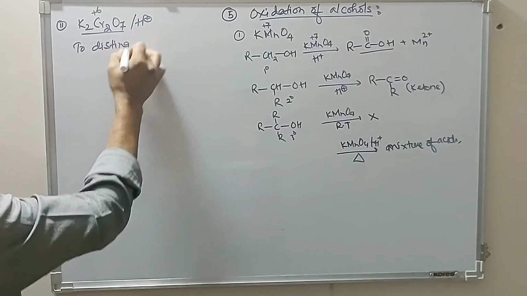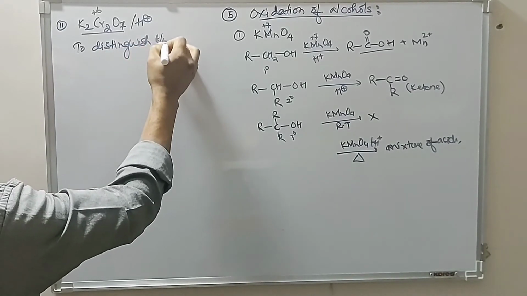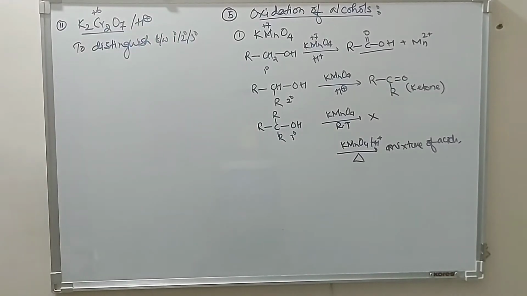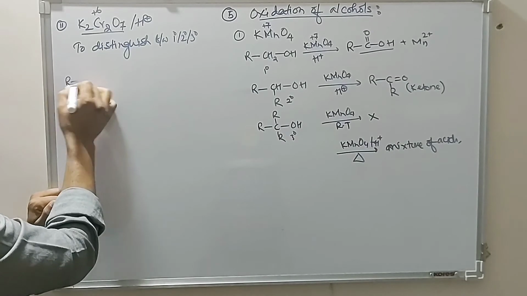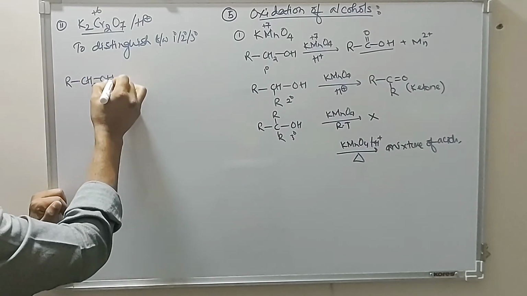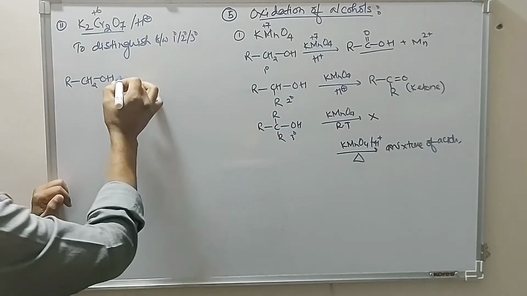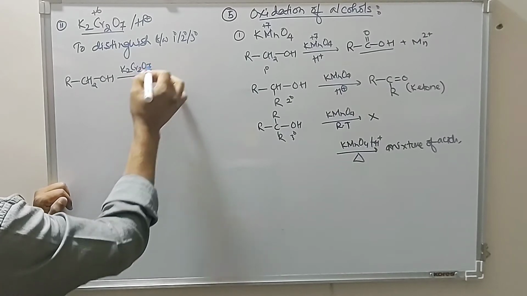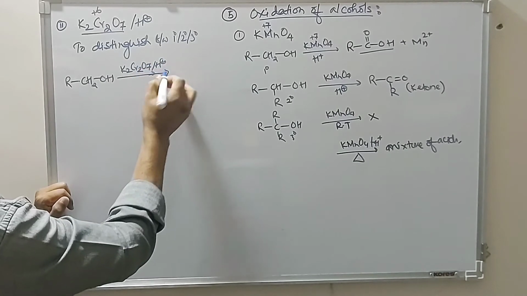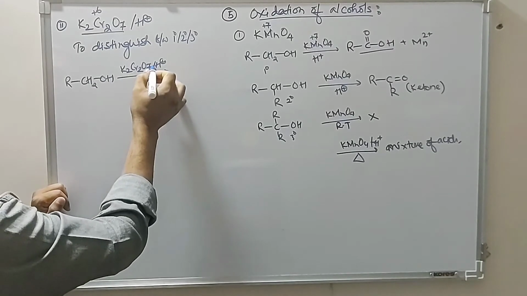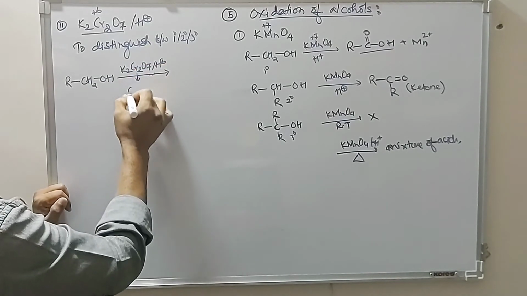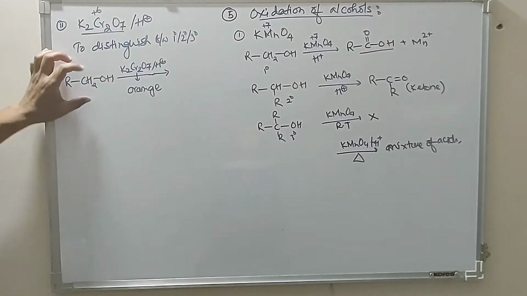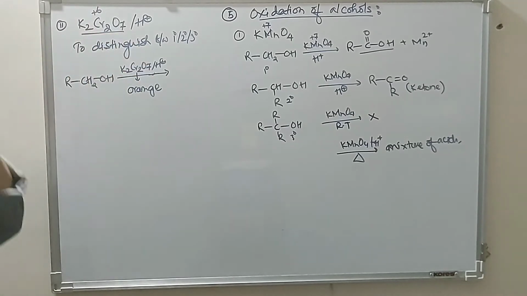To distinguish between primary, secondary and tertiary alcohols, let's start with primary alcohols on oxidation with acidified K2Cr2O7. This is orange color, the solution is orange. Alcohol is colorless, so alcohol plus dichromate will give you an orange color solution.